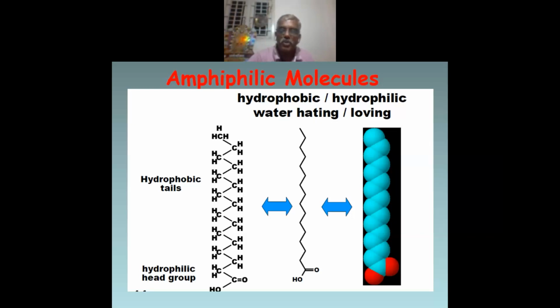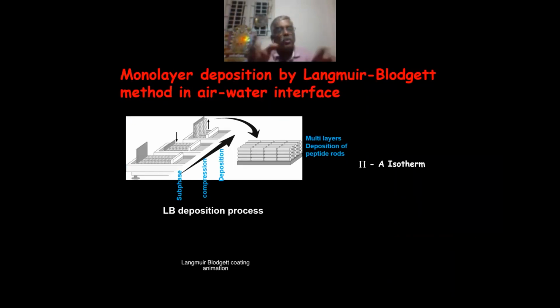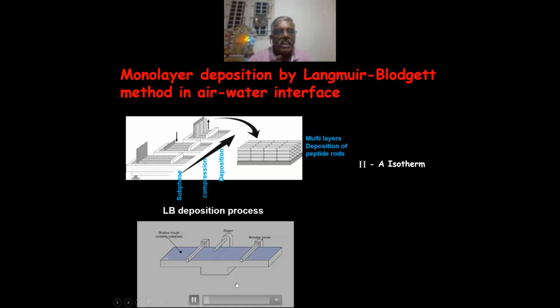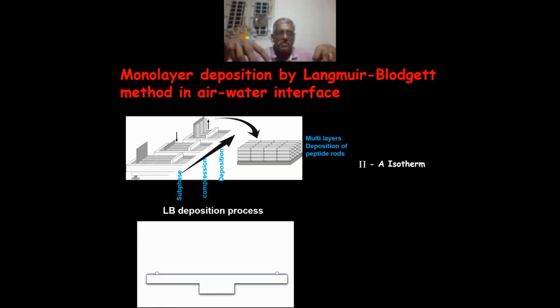So this way you're supposed to select the molecule. You can do this kind of monolayer deposition. If you watch this for a while, you can understand how the LB deposition is taking place. So this way they are spreading the amphiphilic molecule over the water.